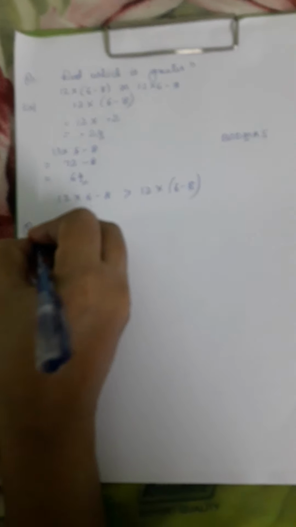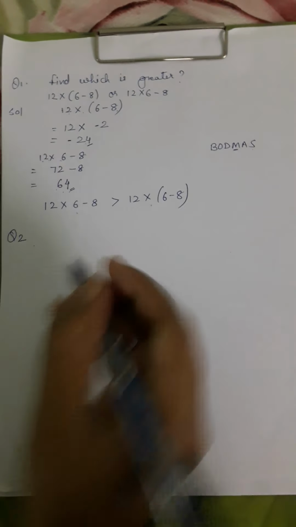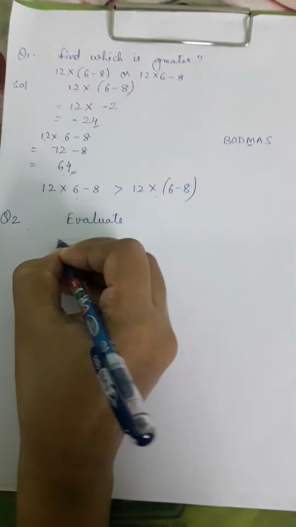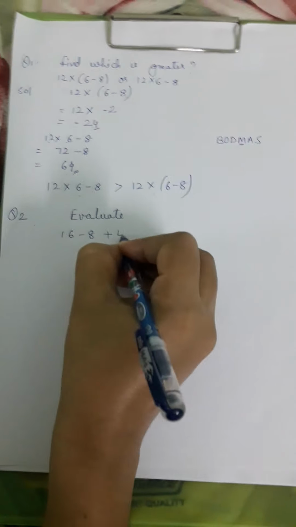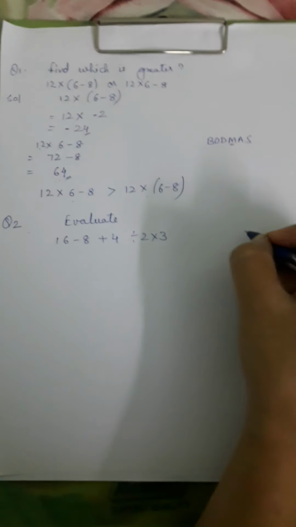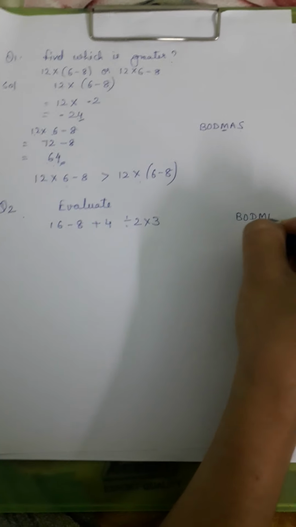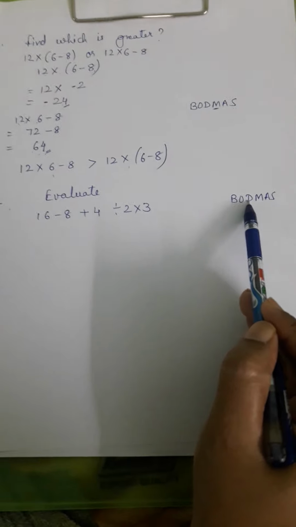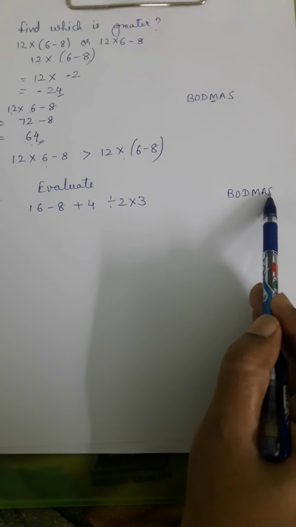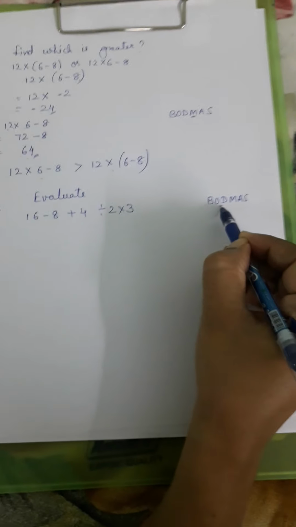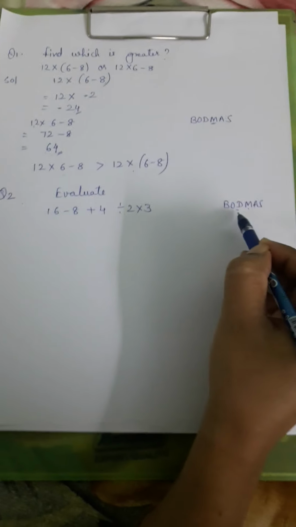Question number 2. Evaluate 16 minus 8 plus 4 divided by 2 into 3. Again following BODMAS, whenever you see plus, minus, multiply, divide, bracket signs, we will follow BODMAS. B is for bracket, O is for of, D is divide, M is multiply, A is add, S is subtract. Now here we have minus, plus, divide, multiply. Which comes first? First is divide, then multiply, then add and subtract.